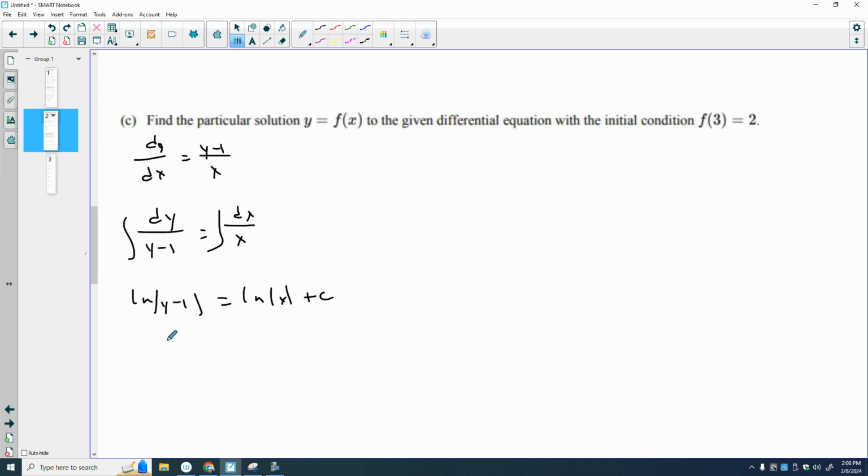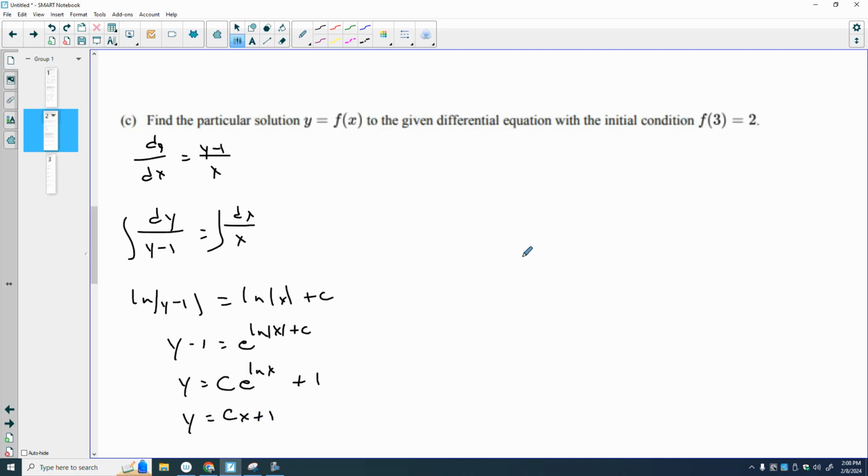Let's go e to a power. So we have y minus 1 equals e to the ln of x plus c. Bringing that c down, we get y equals c e to the ln x plus 1. But e to the ln x is just x. So we get y equals cx plus 1. That's pretty easy.